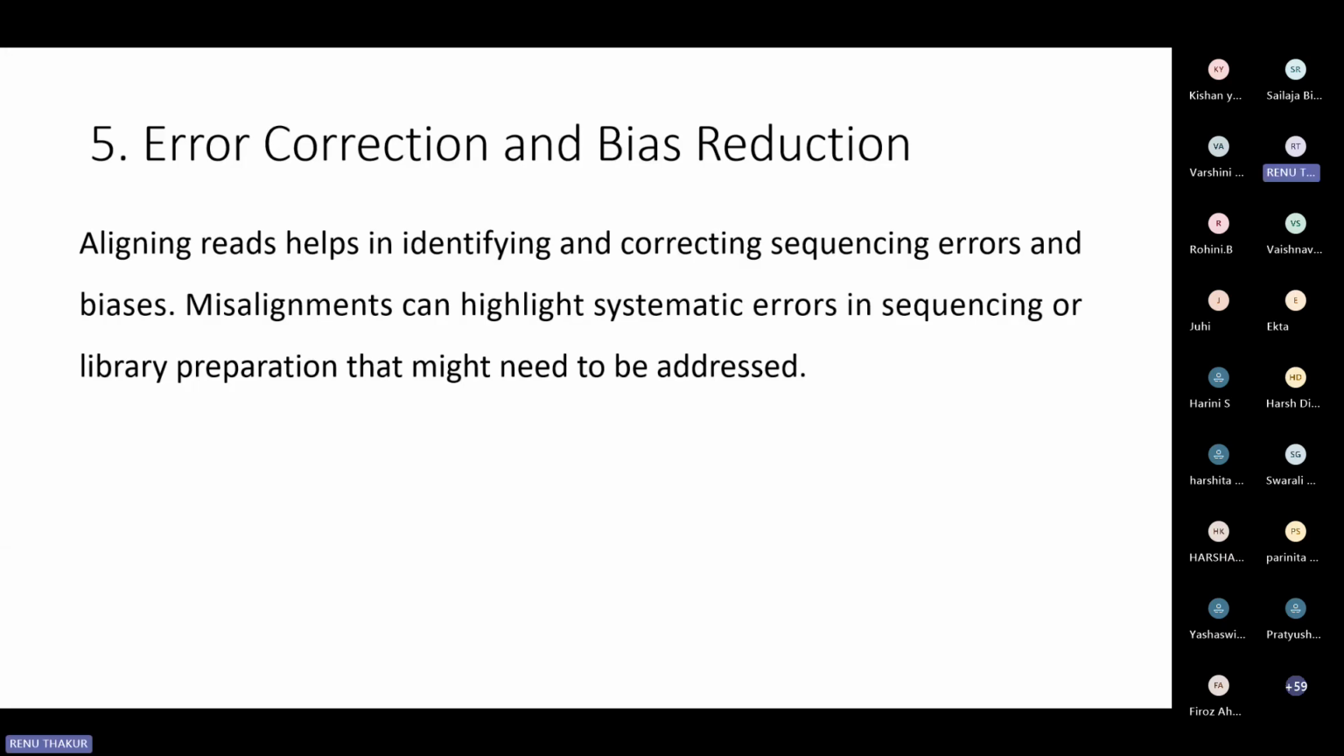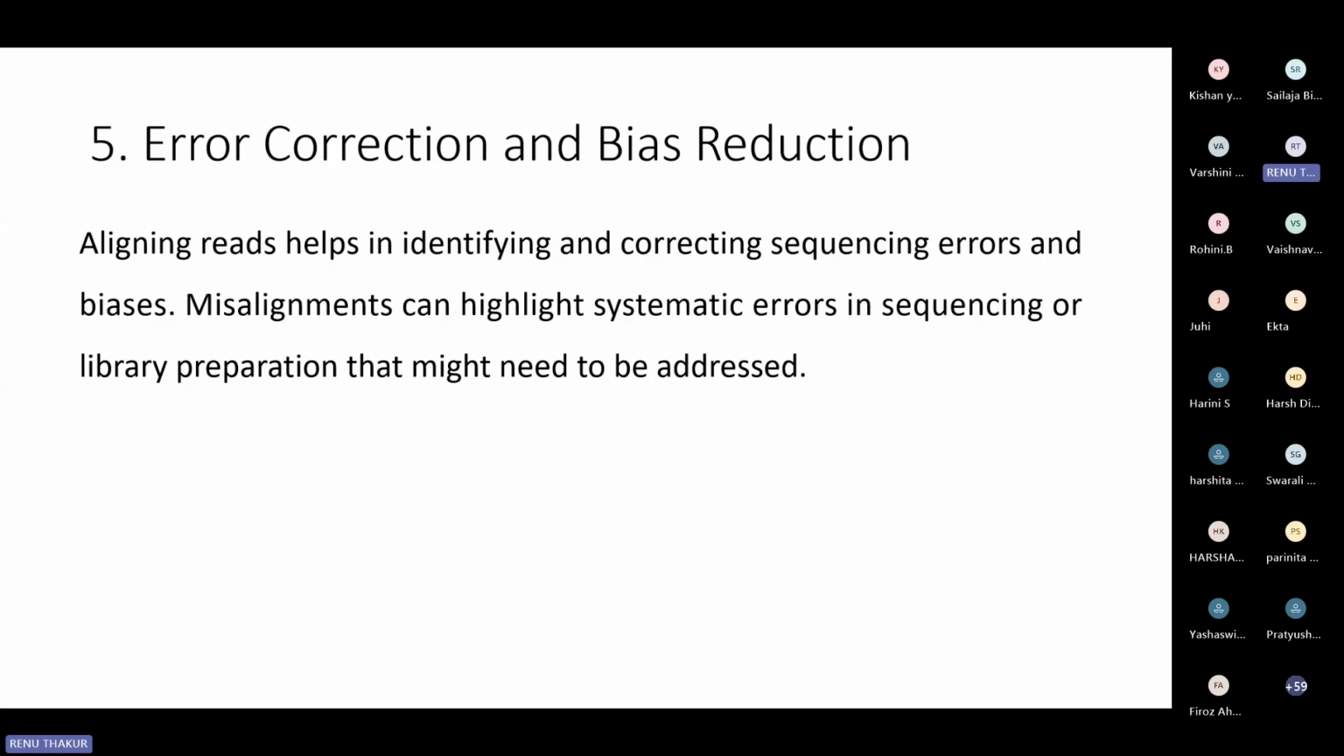So I told you when we run it in a machine, we may have human errors, or the buffer which we use, or the washing buffer, or the chemicals which we use, all this may sometimes interfere with the result, and the result may be biased. Okay, so this misalignment can highlight systematic errors in the sequencing or the library preparation.